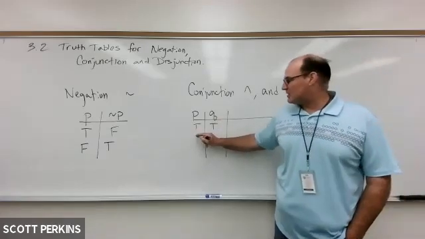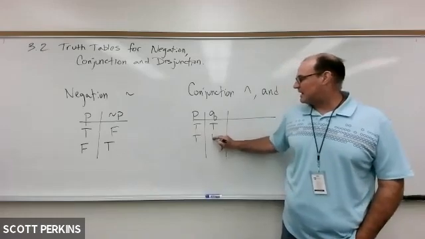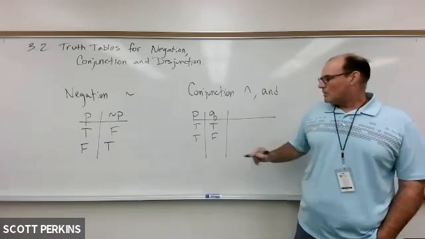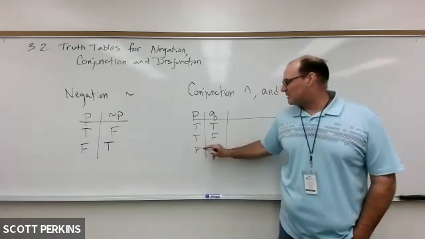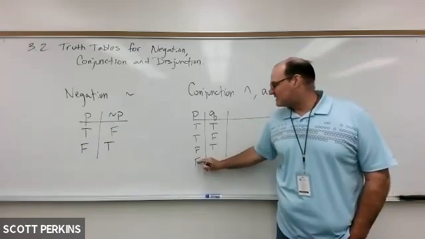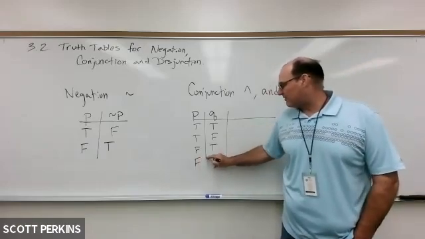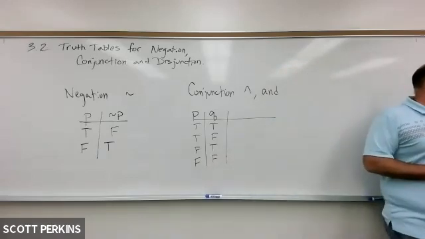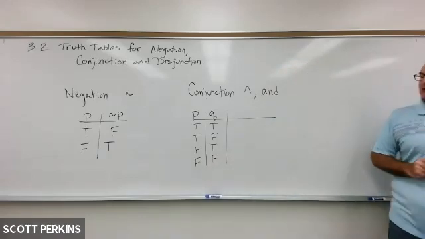The second option is the first one can be true, the second one can be false. The third option is the first one could be false, the second one could be true. And then the last possibility is both can be false. So that is all four possible things that could happen with your statements if you have two simple statements.